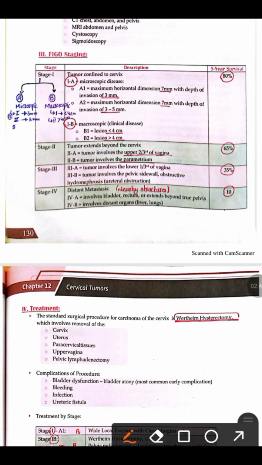So, according to the FIGO staging, cervical cancer is divided into stage 1, in which the tumor is confined to the cervix, and there may be 1A, in which there is microscopic involvement of the cervix, 1B, in which there is macroscopic involvement of the cervix. And stage 2, the tumor extends beyond the cervix, and in 2A the tumor involves the upper two-thirds of the vagina, and in 2B, the tumor involves the parametrium. And in stage 3A, the tumor involves the lower one-third of the vagina, in 3B, the tumor involves the pelvic side wall, and in stage 4 there is metastasis, and in stage 4A there is involvement of bladder and rectum, and in stage 4B there is involvement of distant organs.